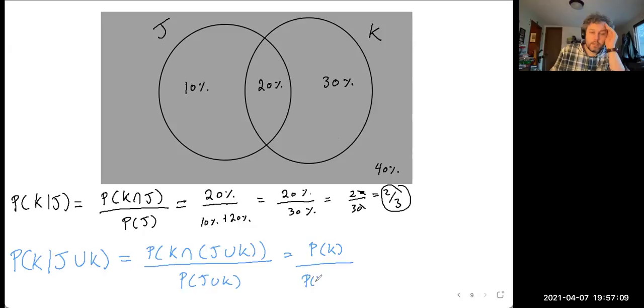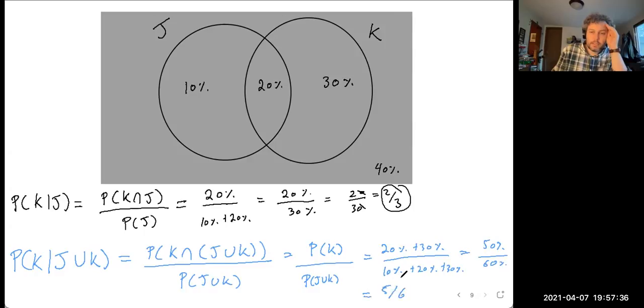So I'm just going to rewrite this and then we'll find what the value is. So K is 20% plus 30%. And then the denominator is 10% plus 20% plus 30%. So this is 50%. 50 and 10 makes 60%. And so this would be 5/6. Okay.